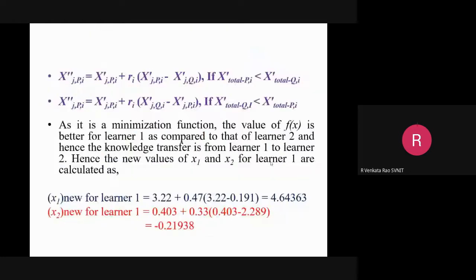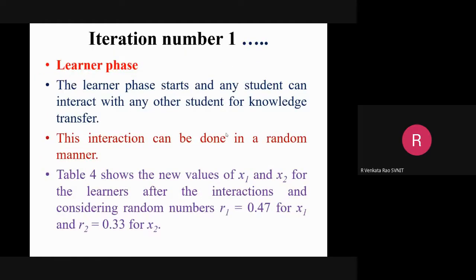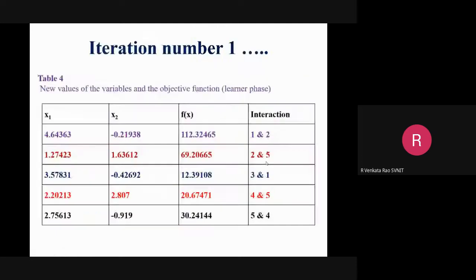13.13 for learner 1, and in the new table 112.32. Now, Aparna, which is better? New solution or old solution? Sir, the new solution is better when we compare for the interaction between third and first learner. Because the old solution is better, since the old solution fx is 13 point something, you can see in the last column for learner 1, 13.13. But in the new solution, in the fx column, for learner 1 it is 112.